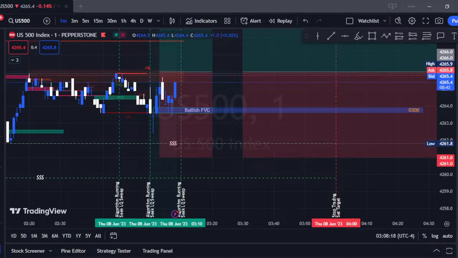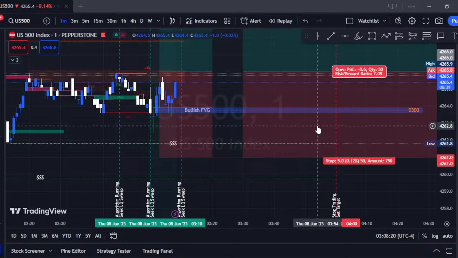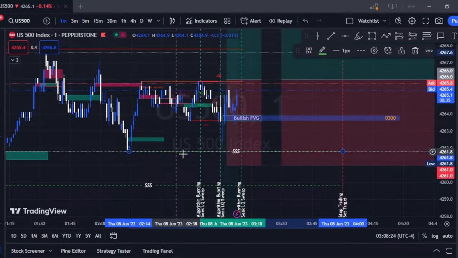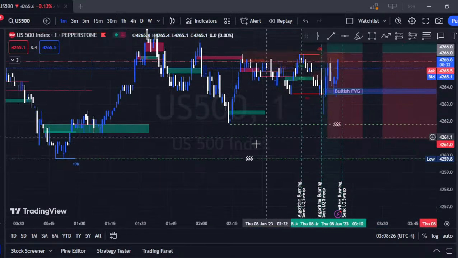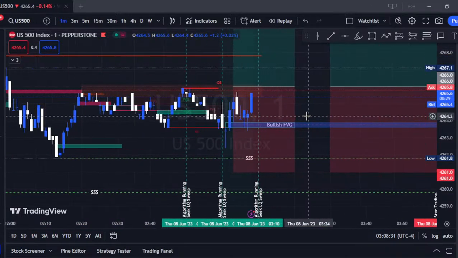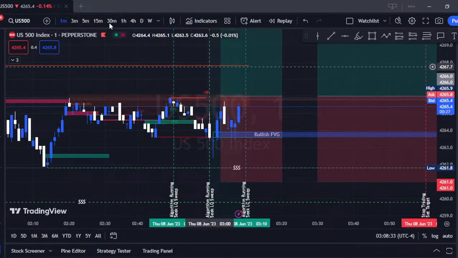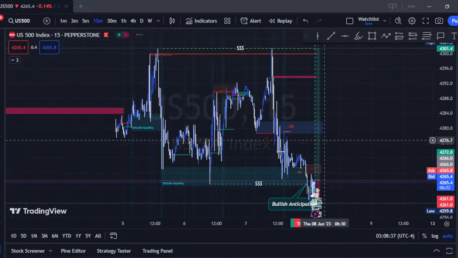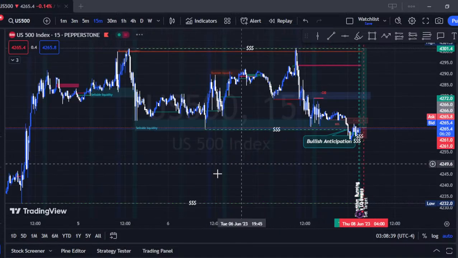I'm still waiting for a sweep. Which sweep are you waiting for? I mean, this level here on the 1 minute, 4261 or 4259, because for me the sweep has already happened here on the 50 minutes time frame.